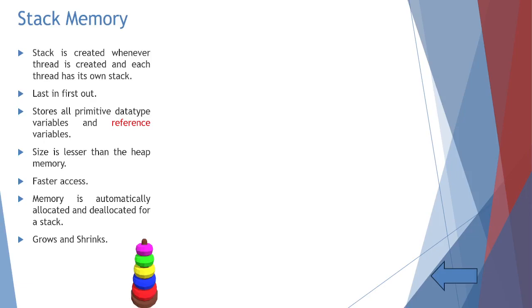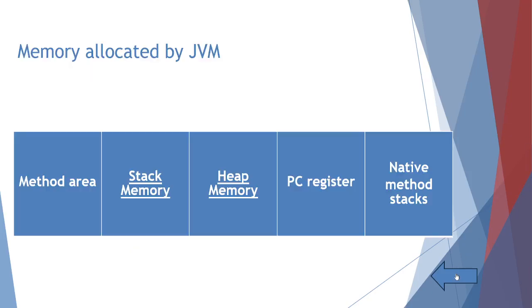So this is about stack memory, created whenever a thread is created, and each thread has its own stack, last in, first out, holding all primitive data type variables and reference variables. Size is lesser than the heap memory. Memory is automatically allocated and deallocated for the stack. Let's see heap memory now.